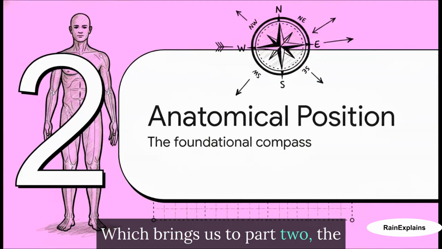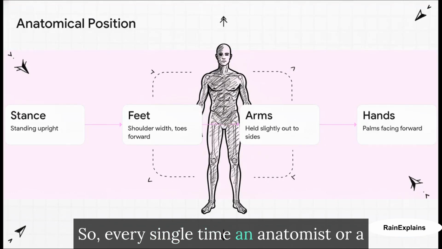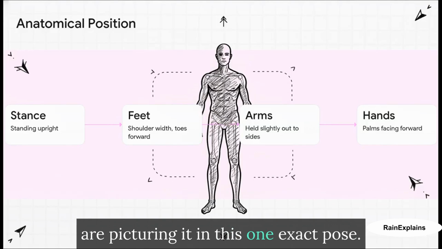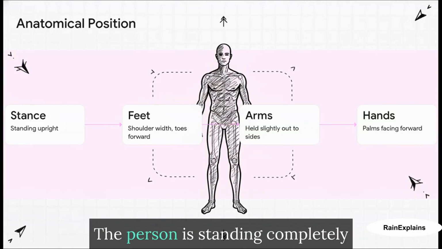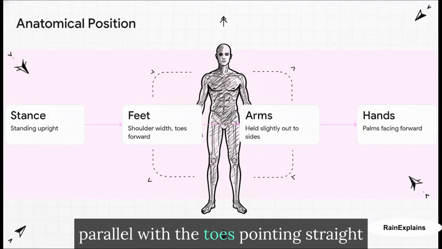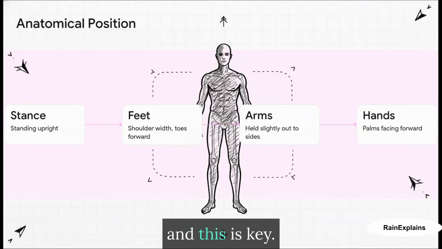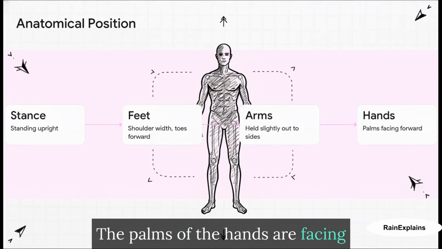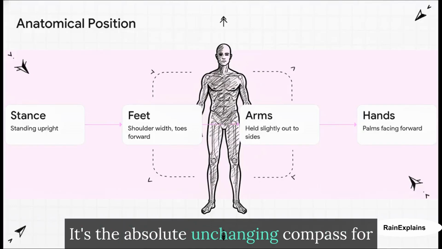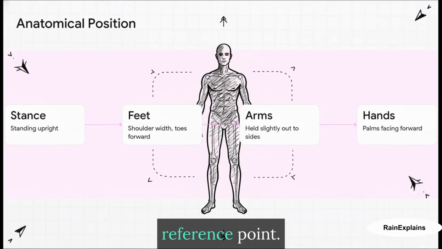Which brings us to part 2, the anatomical position. Okay, so every single time an anatomist or a doctor describes the human body, they are picturing it in this one exact pose. The person is standing completely upright. Their feet are shoulder-width apart, parallel, with the toes pointing straight forward. The arms are held slightly out to the sides, and this is key, the palms of the hands are facing forward. This specific stance is our ground truth. It's the absolute, unchanging compass for the human body. No matter what, this is our default reference point.